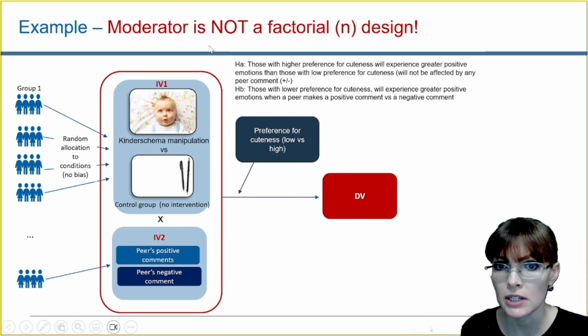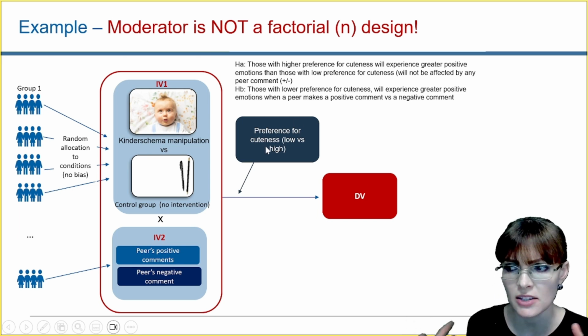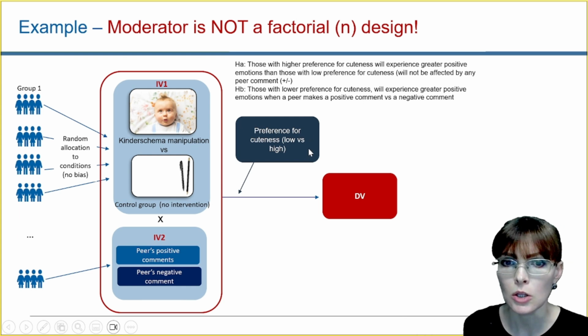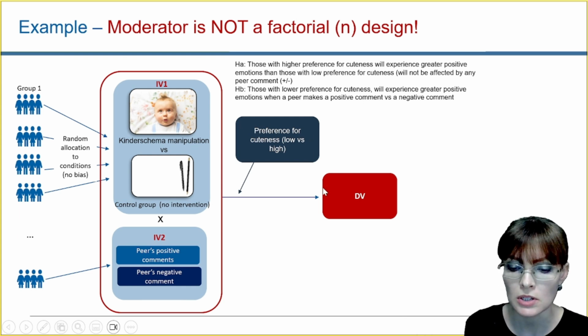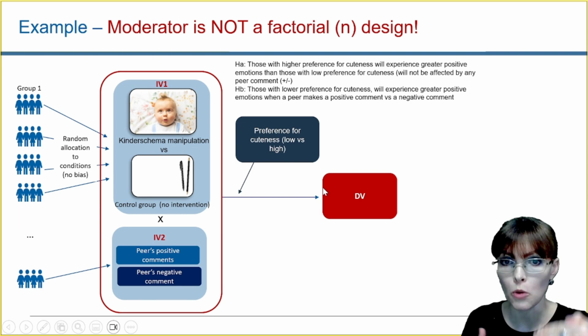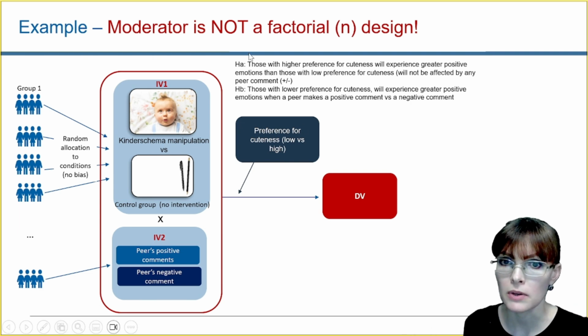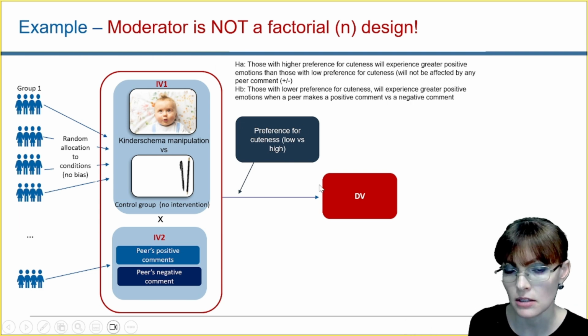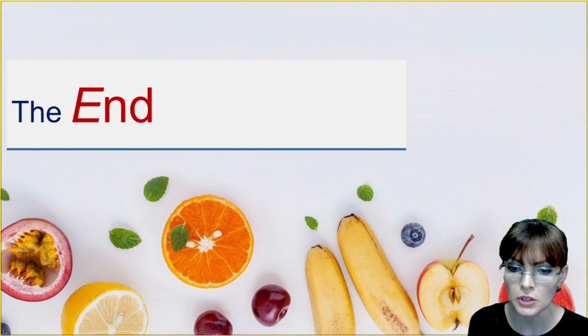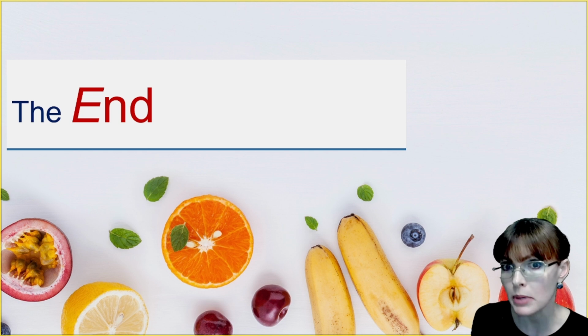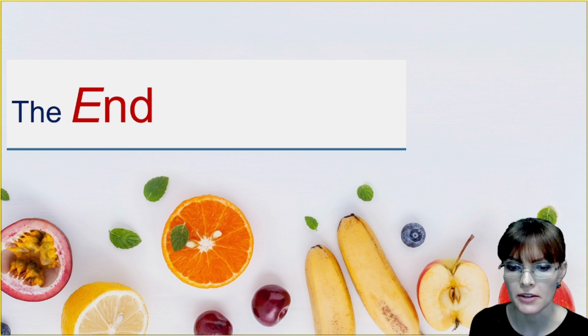I've split moderator hypothesis into A and B because as you can see, it's more complex. I have low versus high preference for cuteness. And when your moderator is very complex to explain, it's better to break it into separate subheadings. Now, this is everything for the factorial design and how you describe the complexity or simplicity of the experiment that you have carried out.